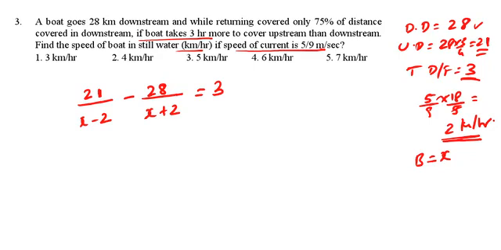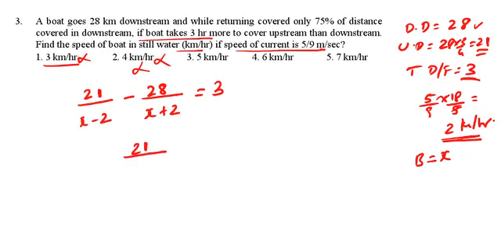Now you go by substitution method, it will be very easy, rather than going by the normal equation. Take 3. If you take 3, what is x plus 2? 3 plus 2, 5. We can't divide 28 with 5 completely. So 3 is not correct. If I take 4, 4 minus 2, 2, 21 by 2 and 28 by 6. This also we can't divide completely. This is also wrong.